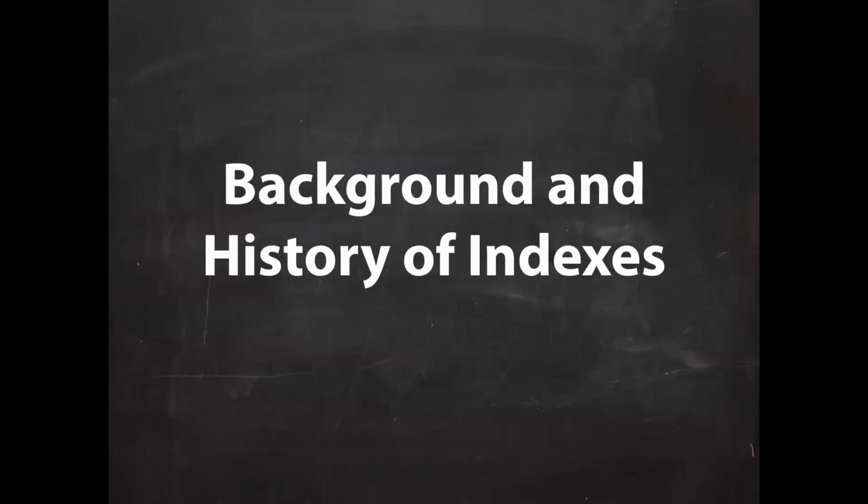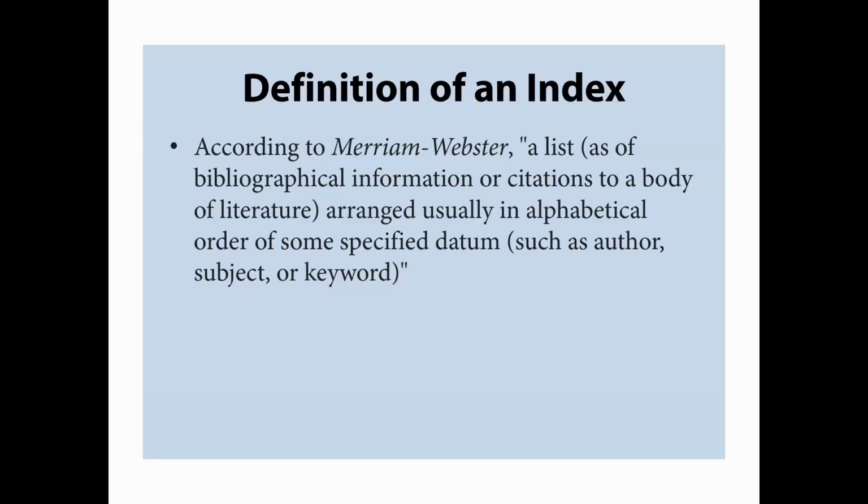So let's begin. Starting out with some background and history of exactly what indexes are, first we need to start with just some basics on what exactly is an index. Merriam-Webster defines an index as being some type of list, which could include bibliographical information, so thinking about the actual sources being used, like when you're finding at the end of a book, or even citations to a body of literature, and arranged in some type of order. So whether it's alphabetical, by author, subject, or keyword.